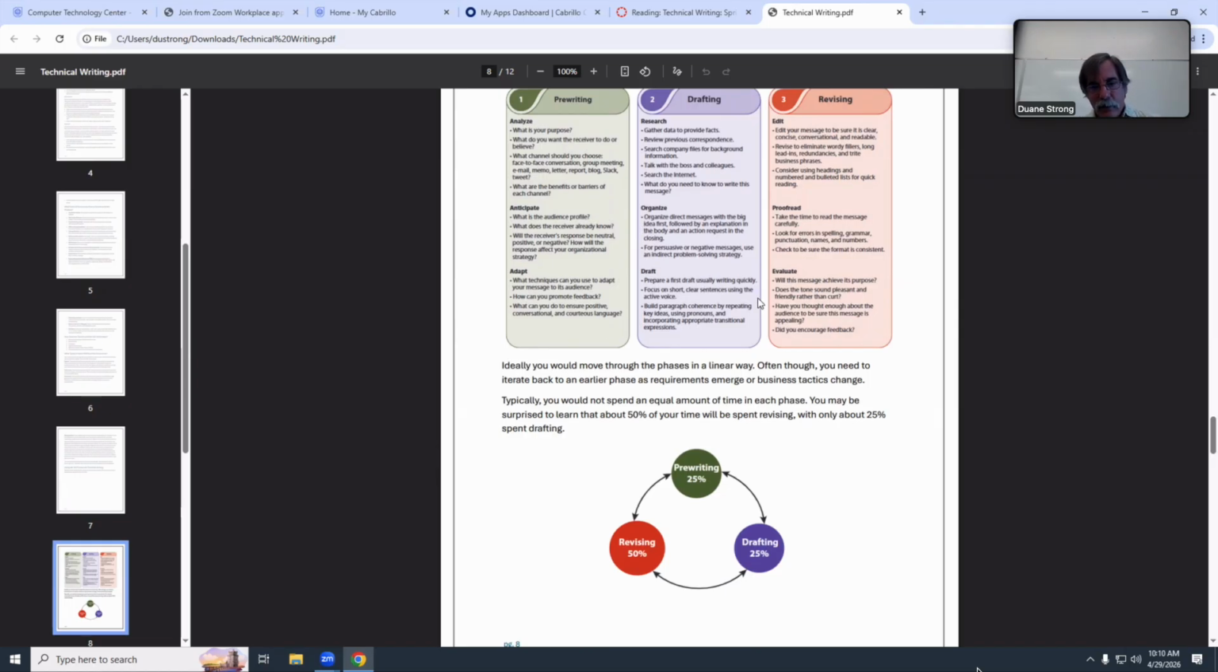And then with that, typically you don't spend the same amount of time in each of these phases. You might be surprised to learn that you spend at least half your time in just the revising, and you only spend about 25% of your time in each one of these.